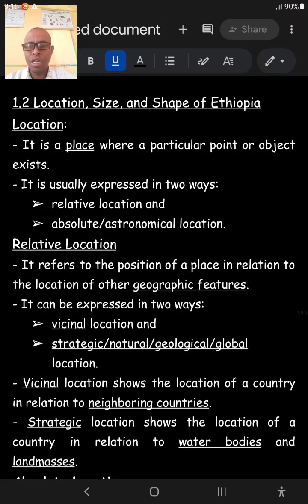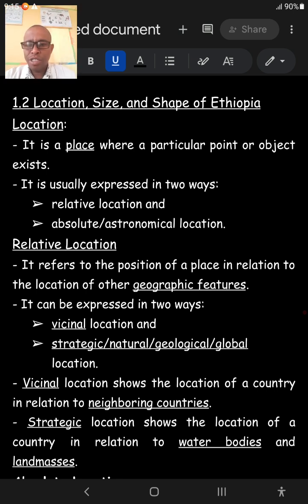I'm fine. Good. For today, I prepared a lesson on location, size, and shape of Ethiopia. We are going to discuss or learn about this point. So you have to listen carefully.